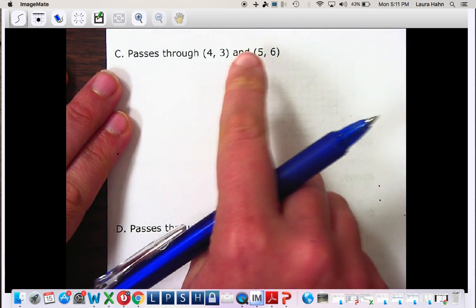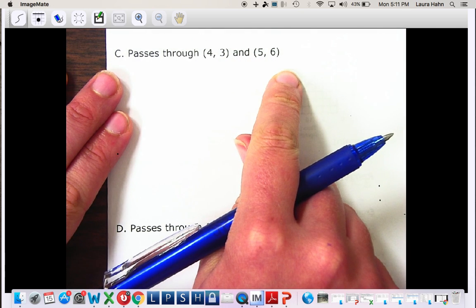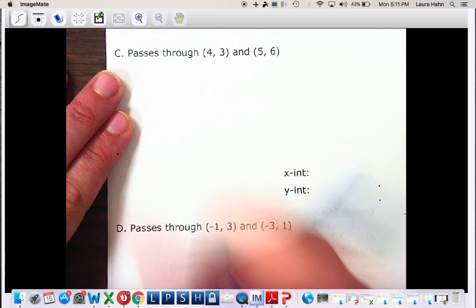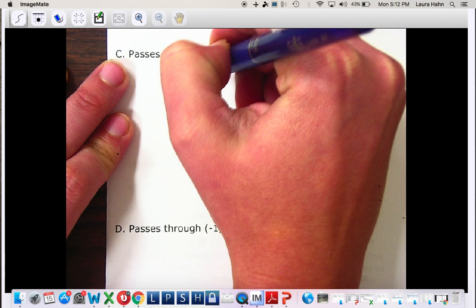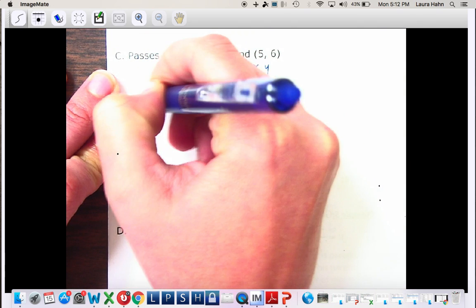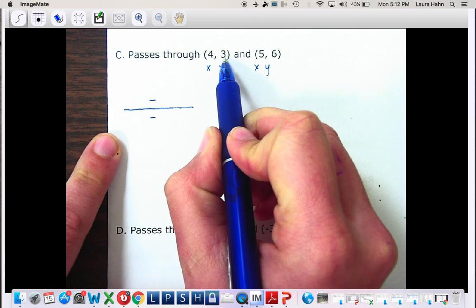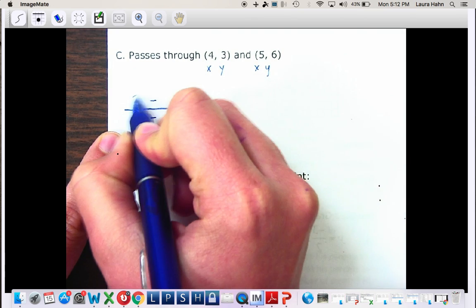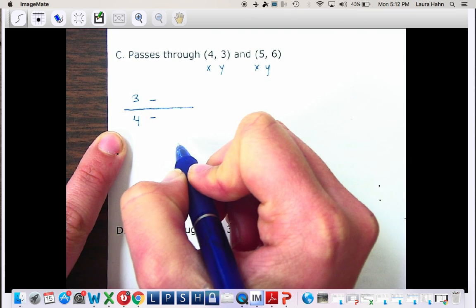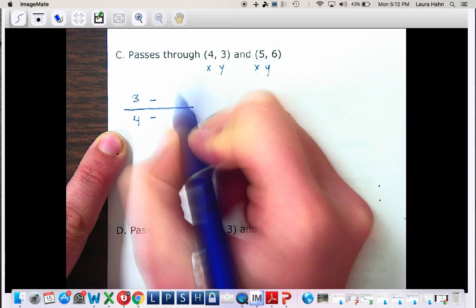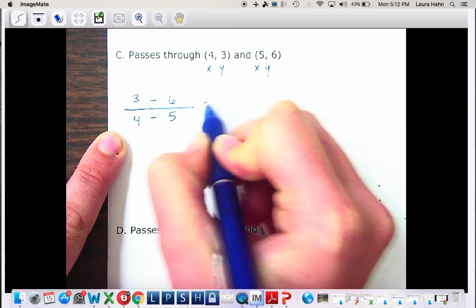Okay, so this time, instead of giving us the slope, it gives me 2 points. So we're going to have to find our slope first and then solve for b. So remember, to find slope, we know that y is rise. My y goes on top, the x goes below it.